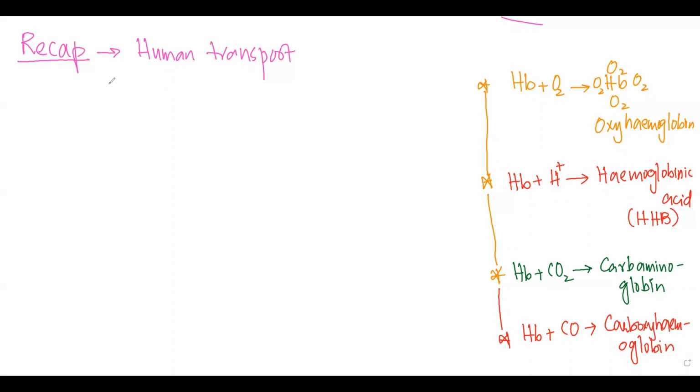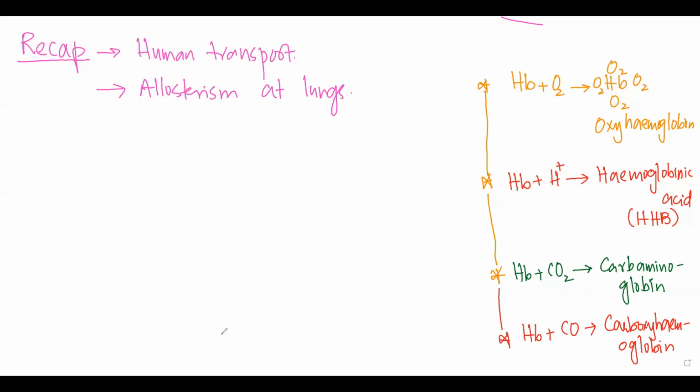In this, one was the recap: oxyhemoglobin and hemoglobinic acid, and two new things: carbaminohemoglobin and carboxyhemoglobin. So now in human transport we are on recap, and the second thing we did was allosterism at lungs. Children, do you all remember allosterism at lungs? What is that? Anyone? Mariam, you tell me. Allosterism means different shape of hemoglobin.